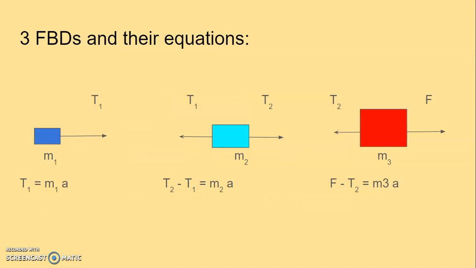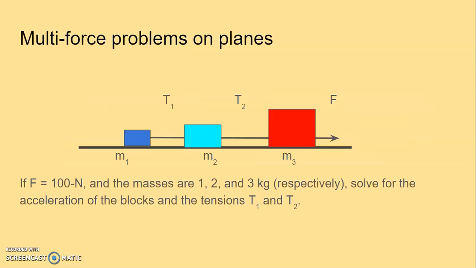Okay, first, the free body diagrams. So there's the one on the left, M1, has, as far as it's concerned, only tension T1 pulling on. If we go back a slide, you can see here T1 is the tension in between M1 and M2. Likewise, T2 is the tension in between M2 and M3.